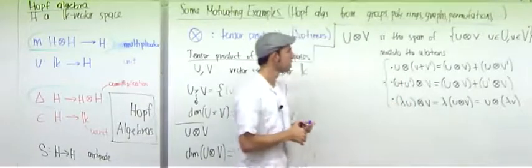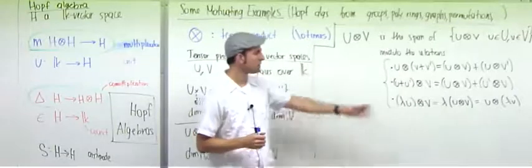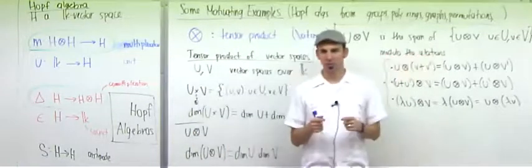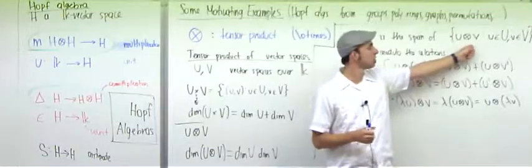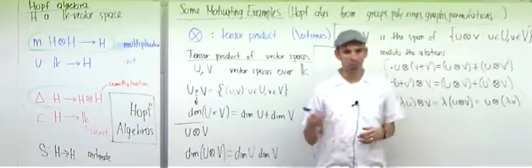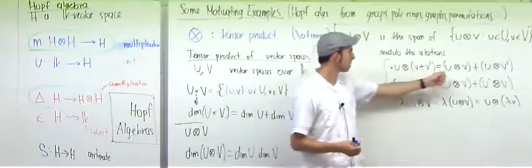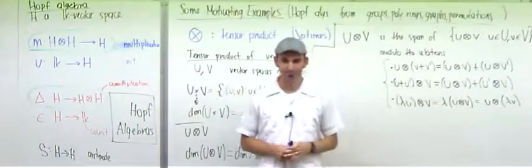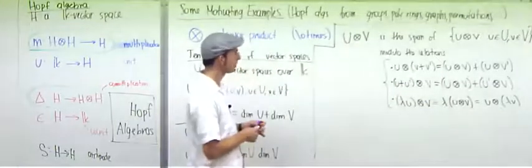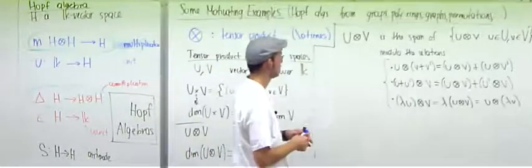Okay. So this is the tensor product. That's it. You consider all the formal sums of U tensor V, except that you take the modulo of these relations where you have the distributive law on both sides, and you have multiplication by scalars. Okay? That is the tensor product.